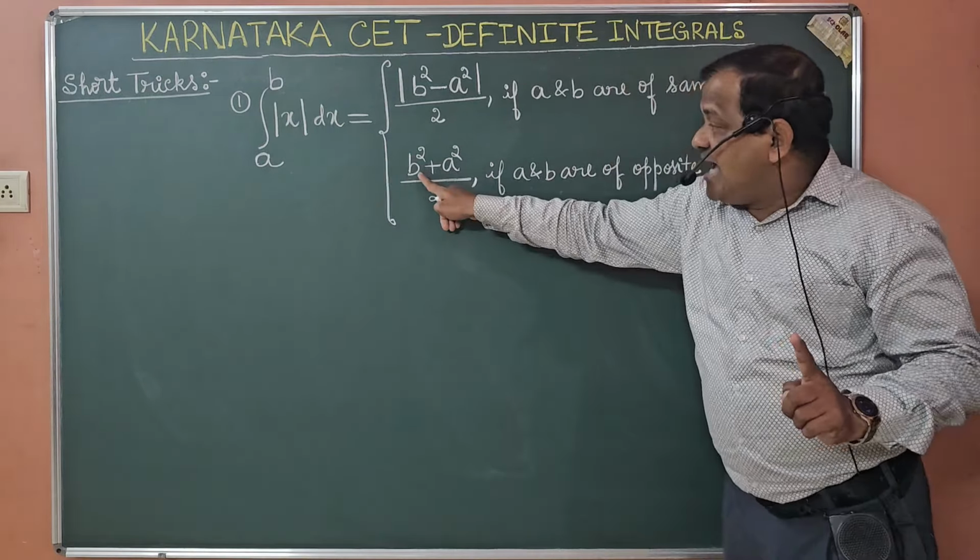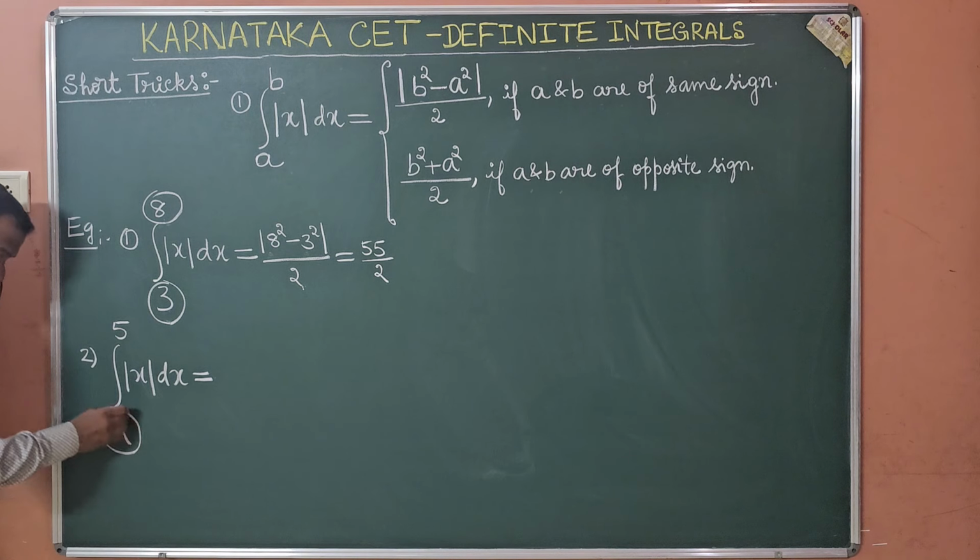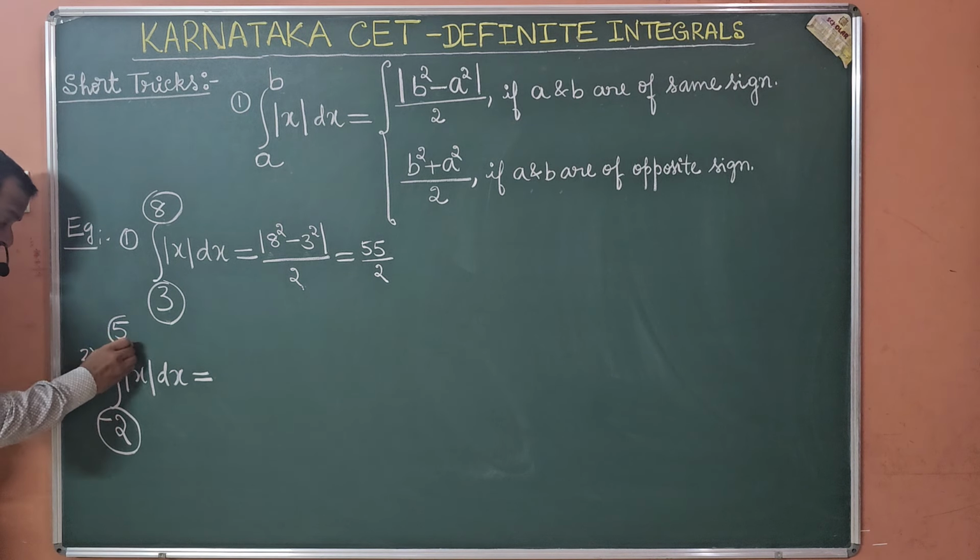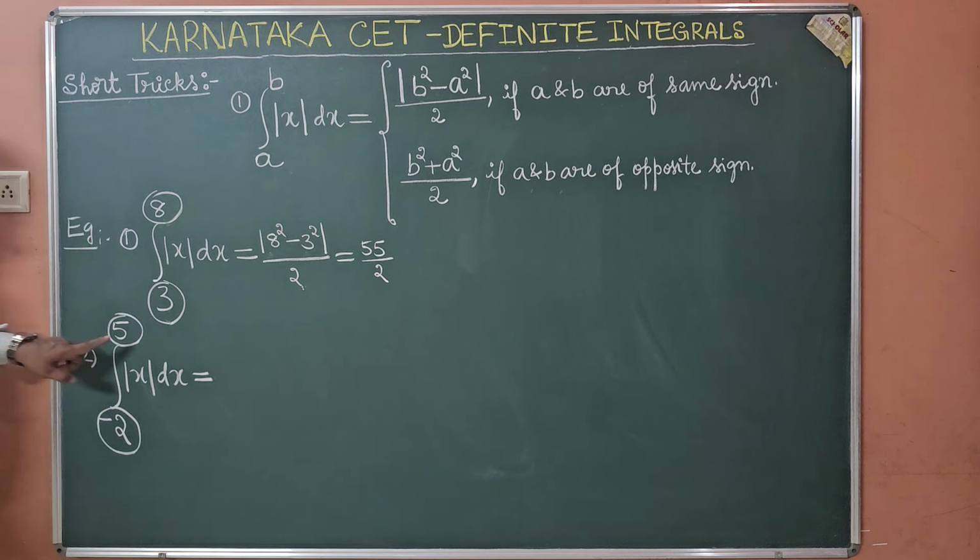Whereas another example, if I could give, integration from minus 2 to 5 of mod x dx. Now you can observe that the lower limit is minus 2, negative, and the upper limit is positive, 5. The upper limit is b, 5. The lower limit is negative. They are of opposite signs. Then my answer is b square, upper limit square, 5 square, plus a square, lower limit square, minus 2 square, divided by 2. And this is 25 plus 4, 29 by 2.